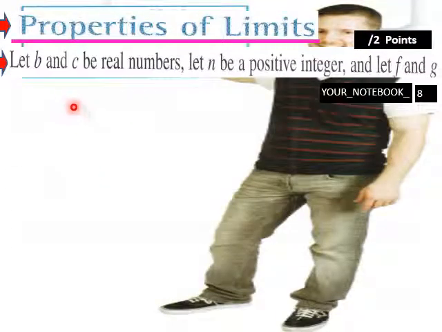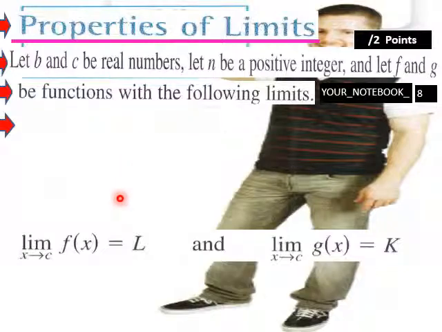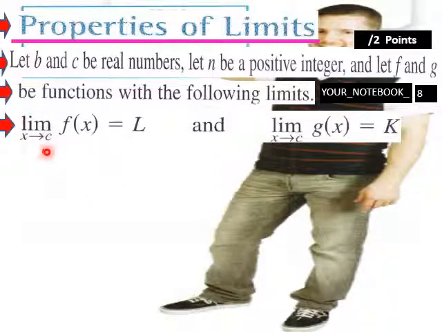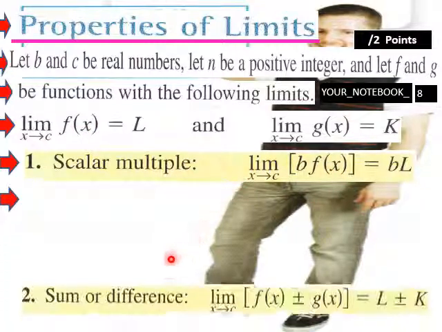Properties of limits. Let b and c be real numbers, let n be a positive integer, and let f and g be functions with the following limits. The limit as x approaches c for f of x equals L, and the limit as x approaches c for g of x equals k. For a scalar multiple, you have the limit as x approaches c for b times f of x equals bL.